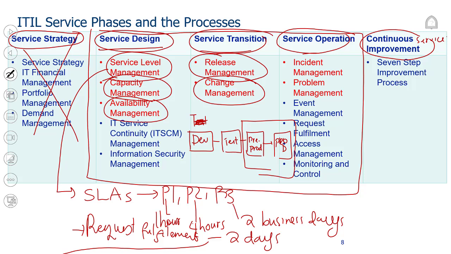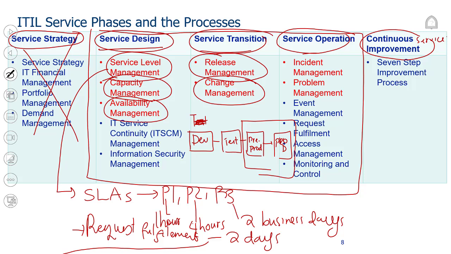And then finally, once we have migrated and it is now in the production environment, we do service operations. Service operations means what we are doing in the live, production environment. This is where we do things like incident management, where if there's any problem with the system, we report it as an incident, and it is resolved by the technical teams. We report it with the service desk. The service desk either resolves it, or if they cannot resolve it, they assign it to the technical team. The technical team does their work and then resolves the incident.